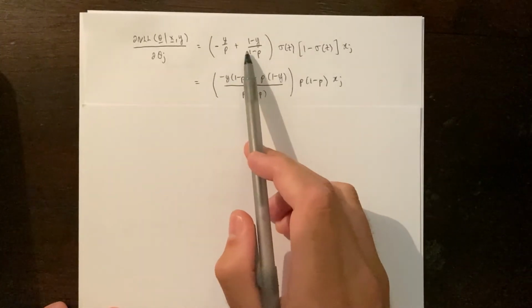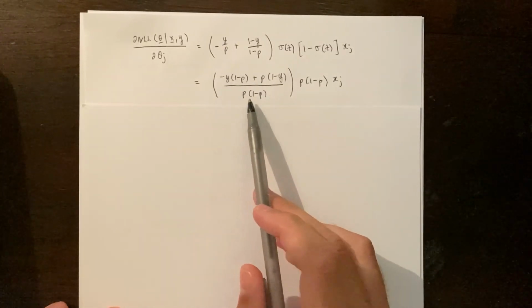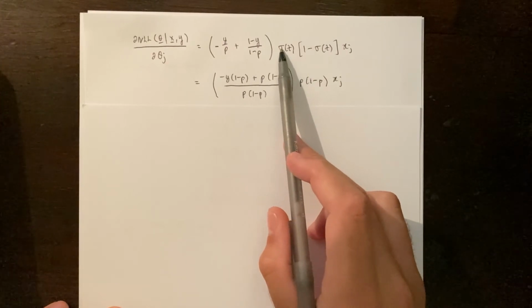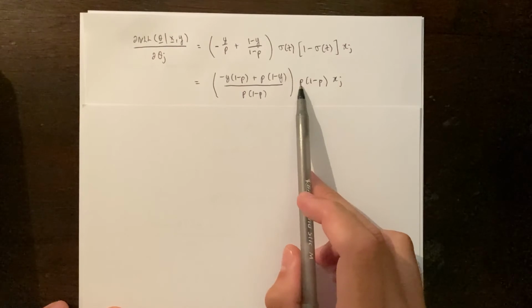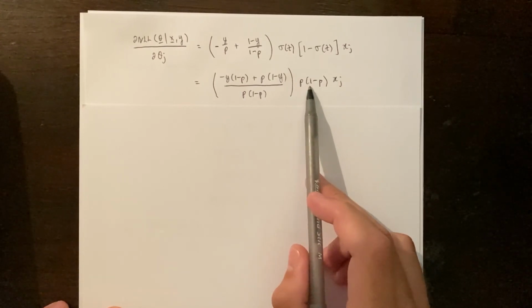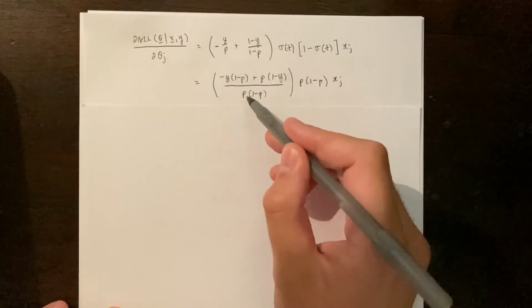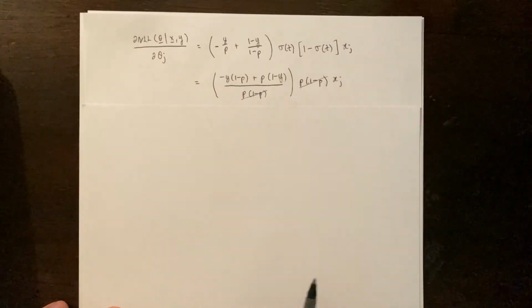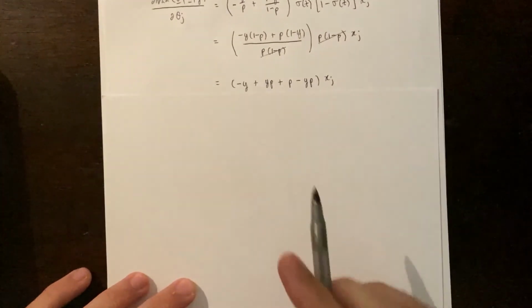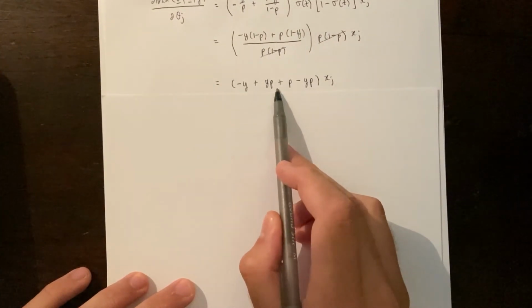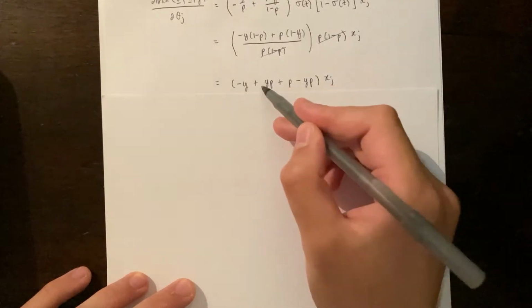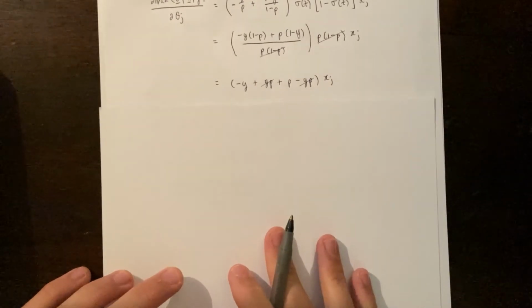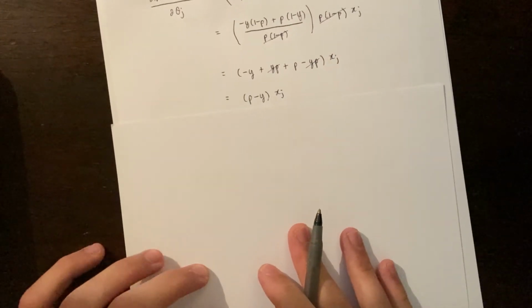So let's simplify this further. We can combine these 2 fractions with a common denominator and then also replace the sigmoid of z with p, which is what we define p as. And so we can see that these cancel out, which is nice. Then we end up with minus y plus yp plus p minus yp all times xj. And we can see that these cancel out. And we end up with p minus y times xj.